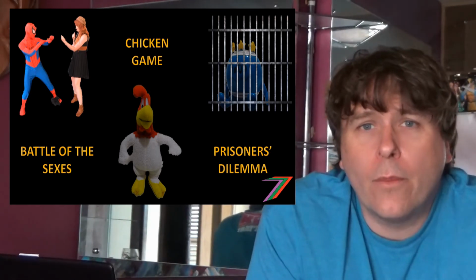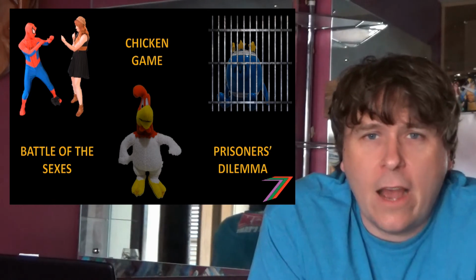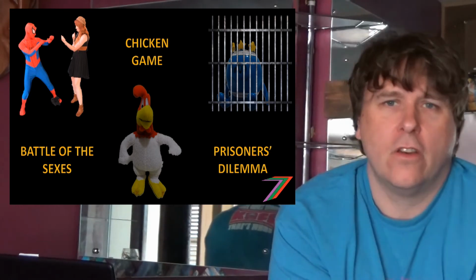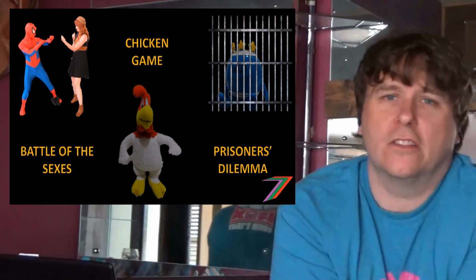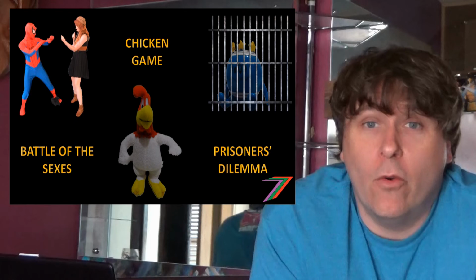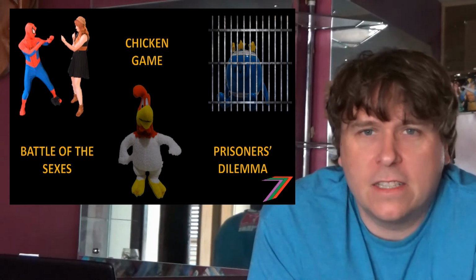And again, this is a cooperation game, and I think the best outcome is that they sometimes do the thing that the boy likes and sometimes do the thing that the girl likes, rather than just swinging in one particular direction, because in the end, someone ends up getting upset and the whole thing falls apart. So that's your Battle of the Sexes.